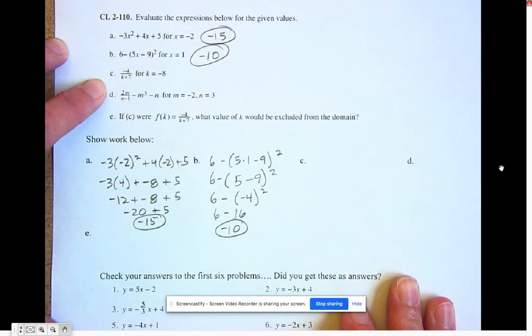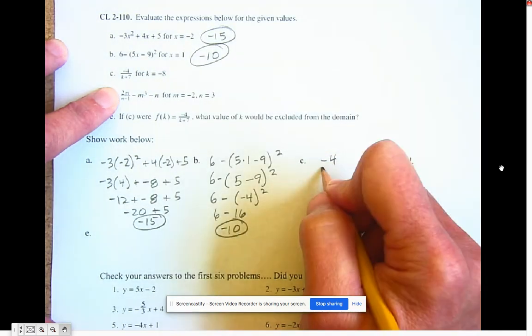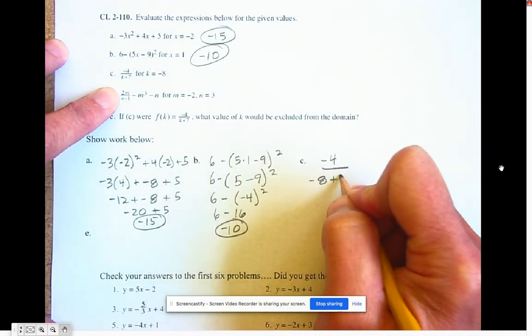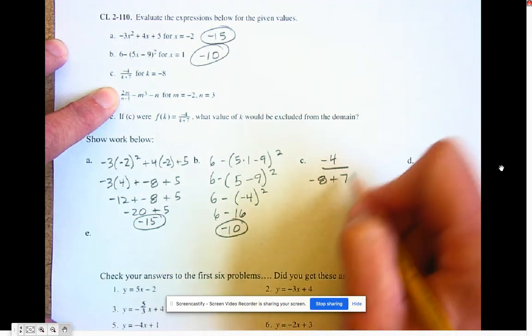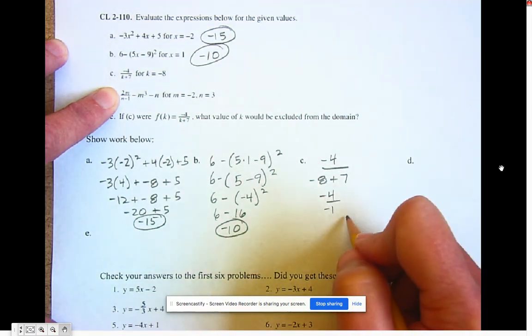And then let's see, this one I've got negative 4 over k, which is negative 8 plus 7. That's negative 4 over negative 1, which is 4.